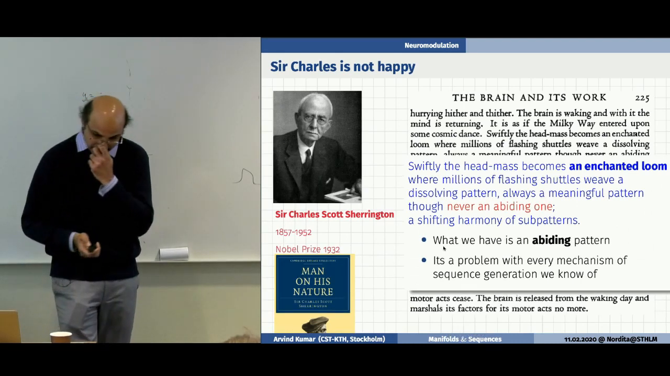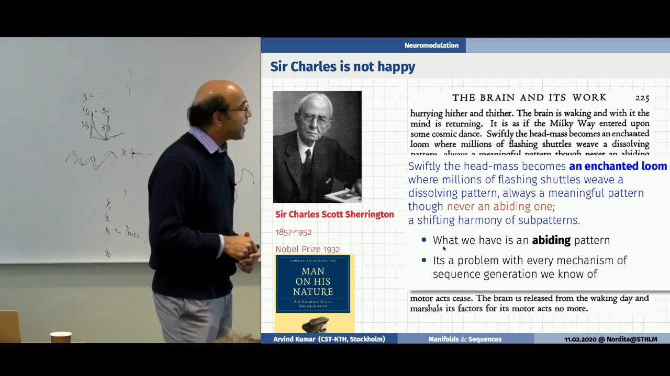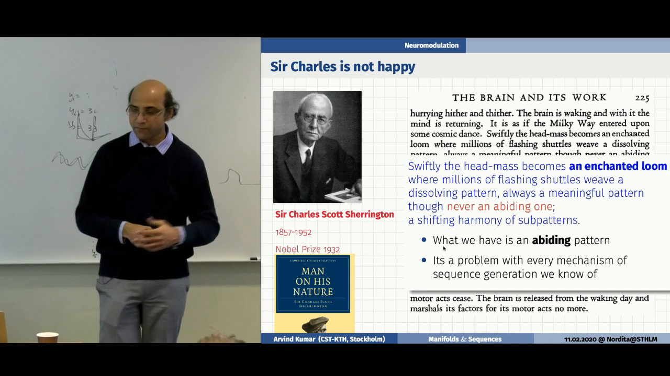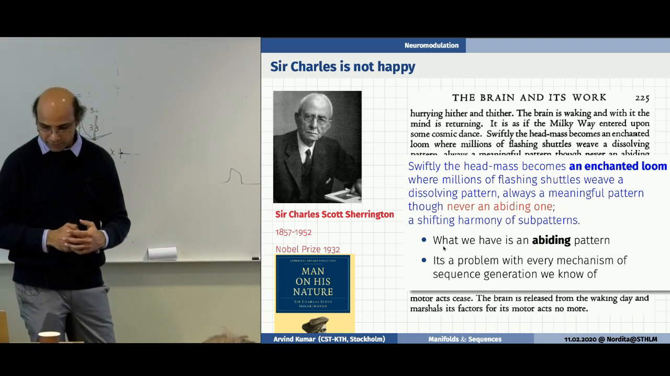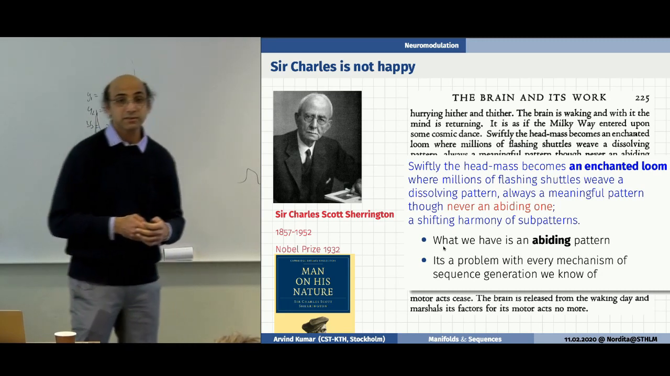So we thought that we really don't answer this question of sequences, because what we have is essentially abiding sequences. They all appear again and again in the same fashion. How do we get out of this? How do we make it a dissolving pattern which repeats in terms of task and contexts?